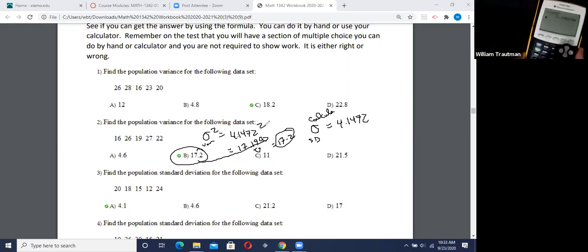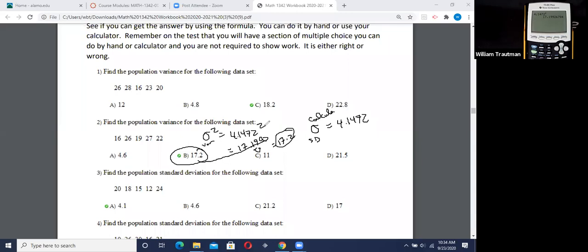So your calculator will not do variance. You have to do the standard deviation and then clear out and then type it in and square it on your calculator.